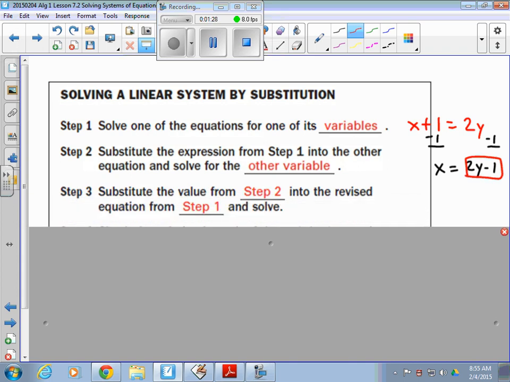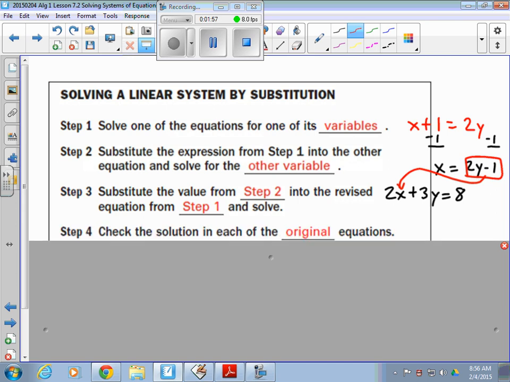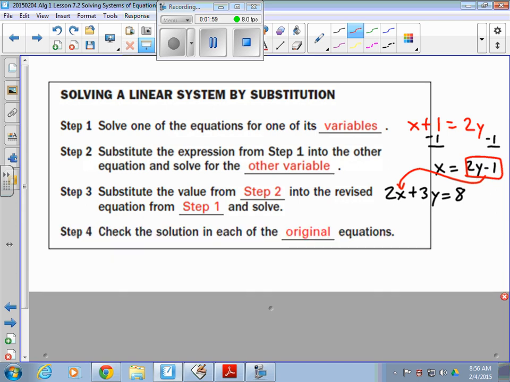Step number 3 is to substitute the value from step 2 into the revised equation from step 1. So if the other equation said 2x plus 3y equals 8, then in place of x, you would plug in or substitute in 2y minus 1. Then once you got the value for y, you'd sub it back into the other equation. It'll make more sense when you see an example. And then, just like with graphing, check the solution in each of the original equations to make sure that you have a true statement.